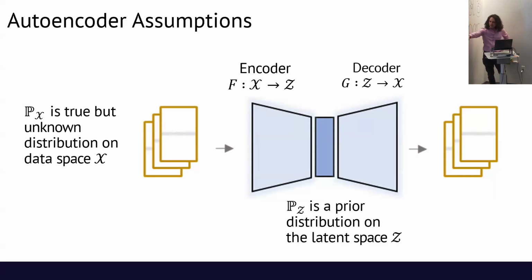Okay. PZ is going to be our prior distribution on this latent space. And the goal here is to match the prior in this latent space, and also ensure that the distance between X and its reconstruction is low.